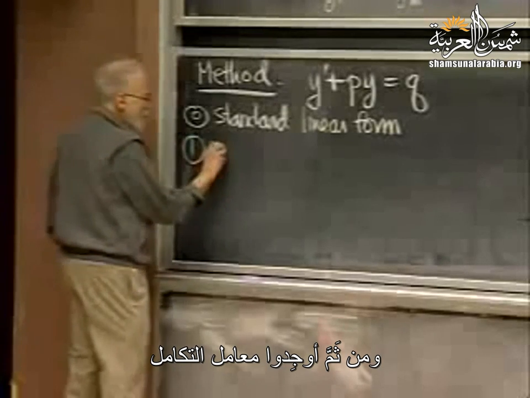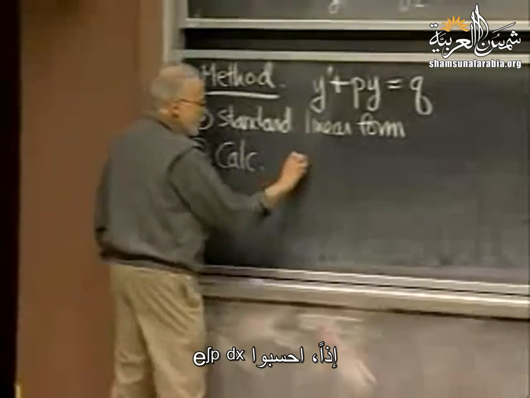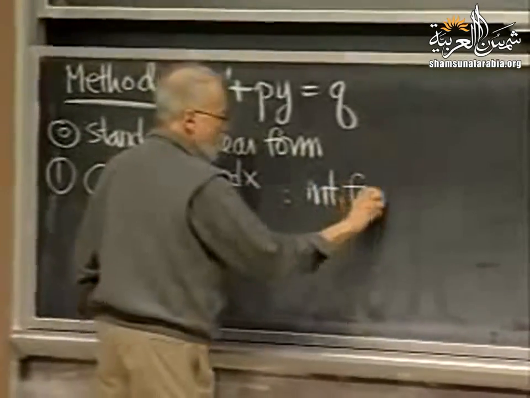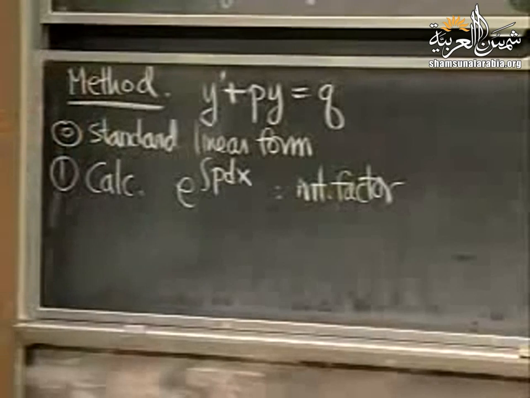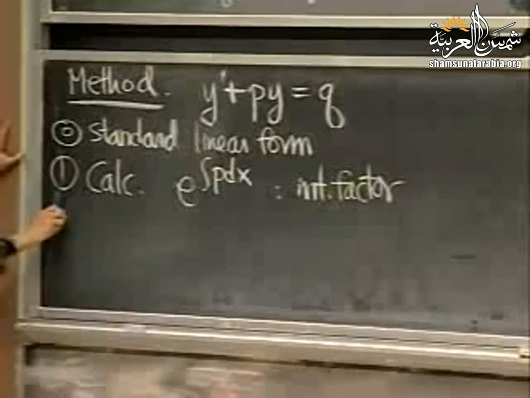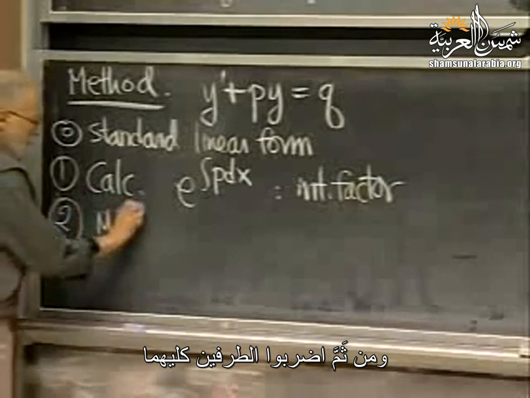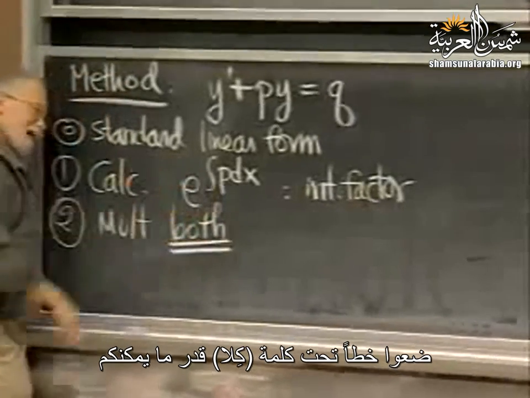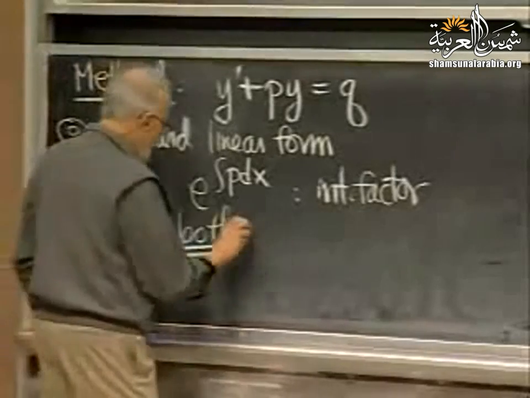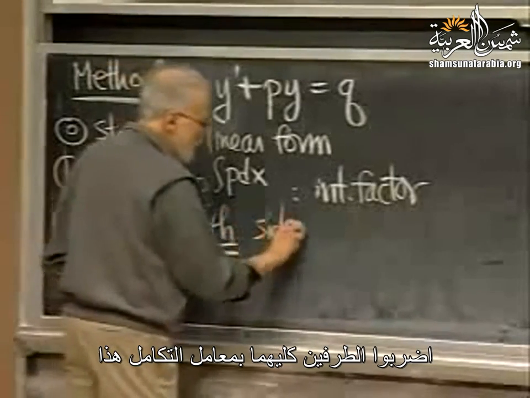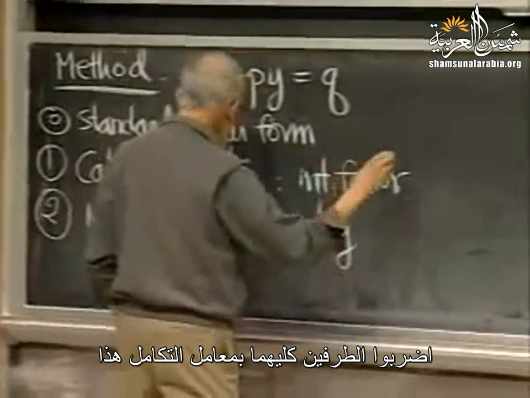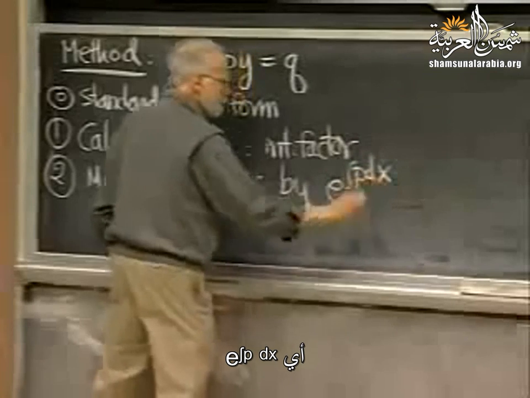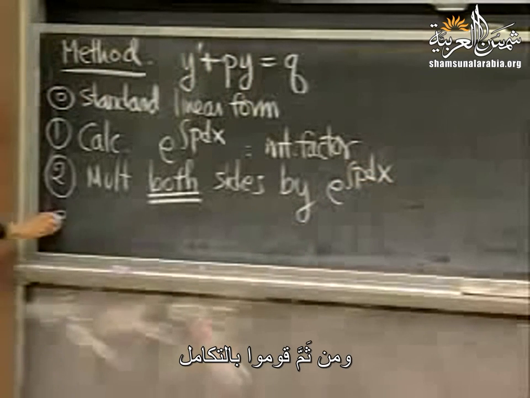Then find the integrating factor. So calculate e to the integral of p dx, the integrating factor. And then multiply both. I'm putting this as both. Underline that as many times as you have room in your notes. Multiply both sides by this integrating factor, e to the integral of p dx. And then integrate.